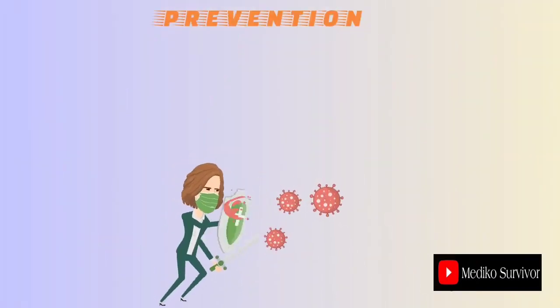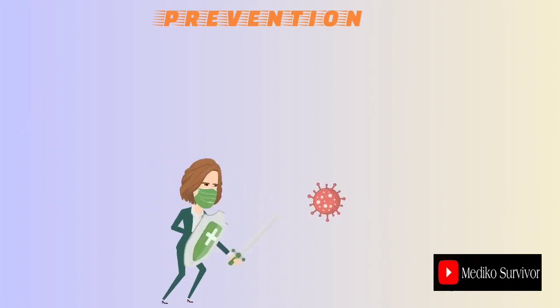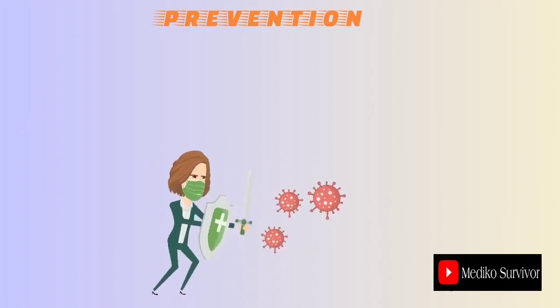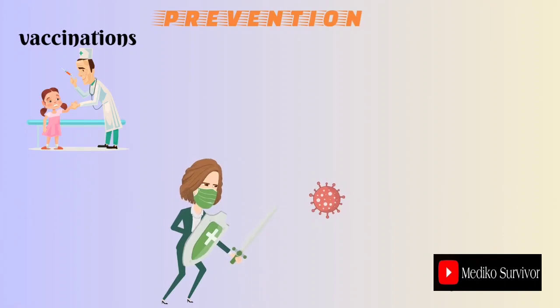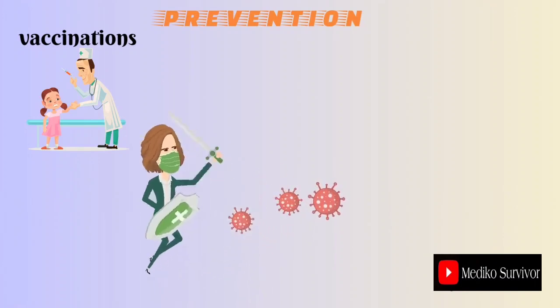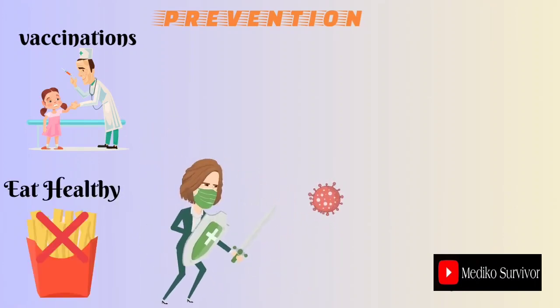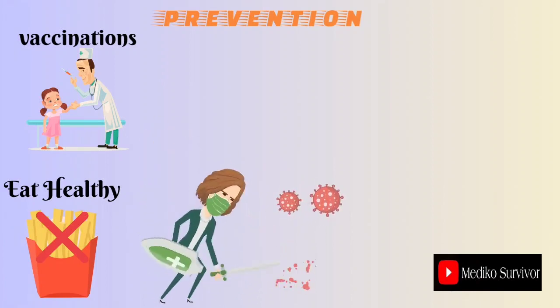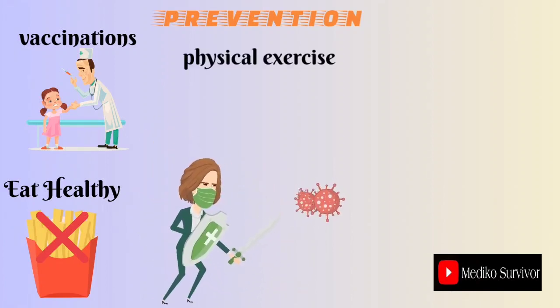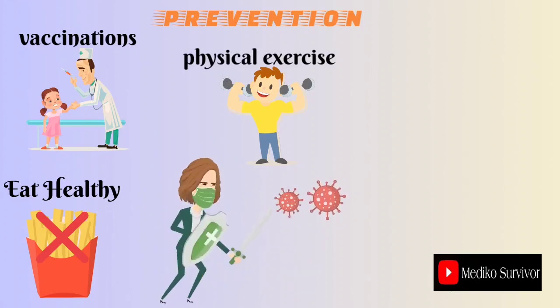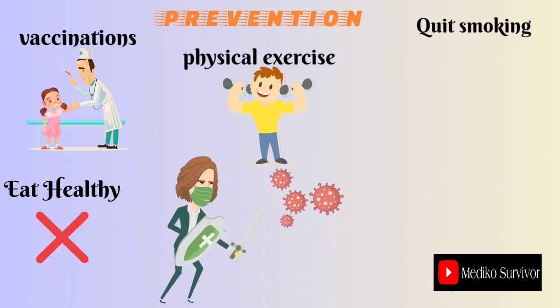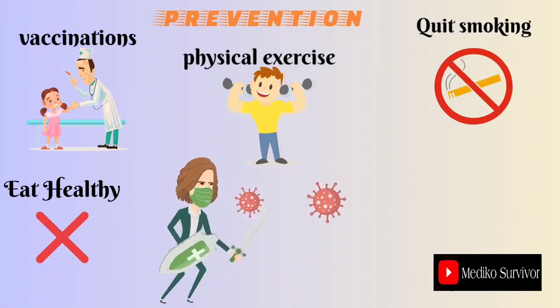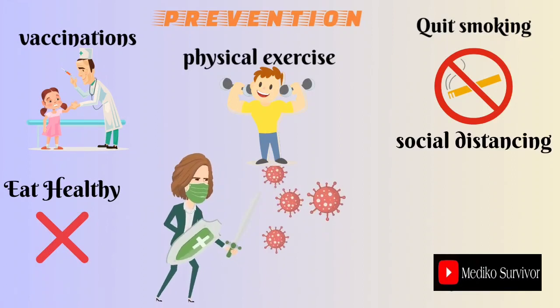To prevent pneumonia, take the following precautionary measures. 1. Keep yourself vaccinated. 2. Avoid junk food. Eat healthy. 3. Do exercise regularly to stay physically fit. 4. Stop smoking. 5. Avoid gatherings and maintain social distance.